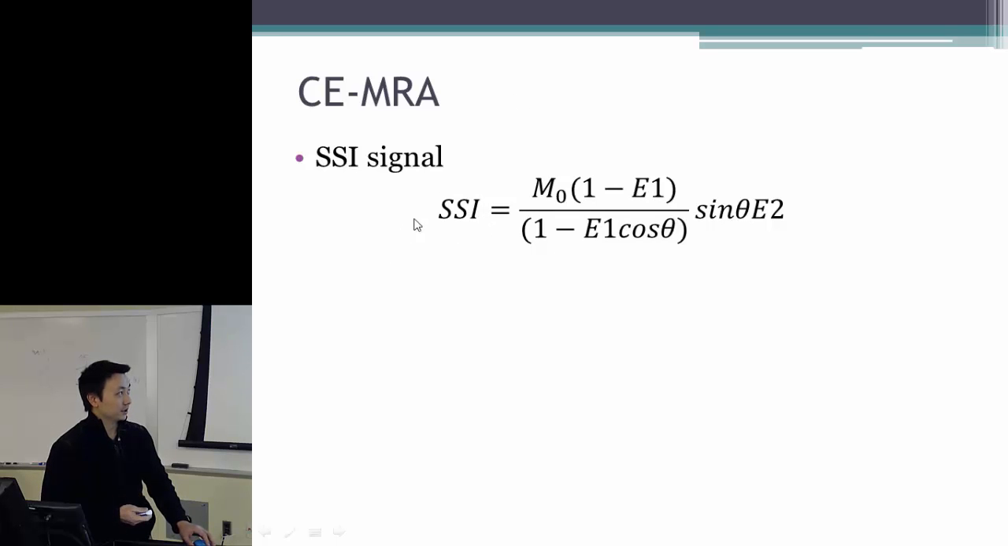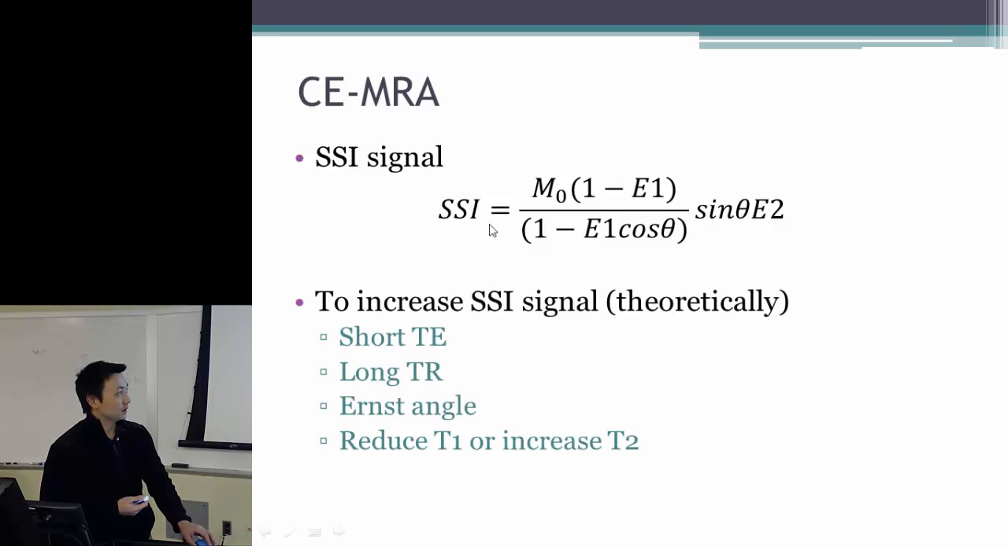The steady state incoherent signal is in this equation. You all know that from doing it in the exam. So we can see that if we increase this T1 E1 term, if we decrease the T1 of the tissues, we can actually obtain a possibly higher signal for a certain flip angle.